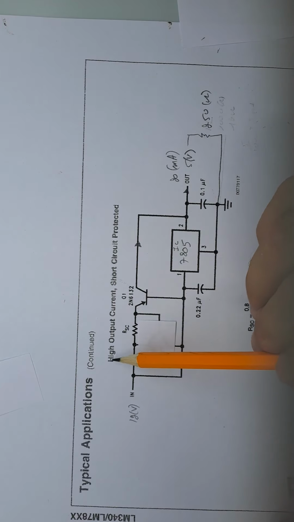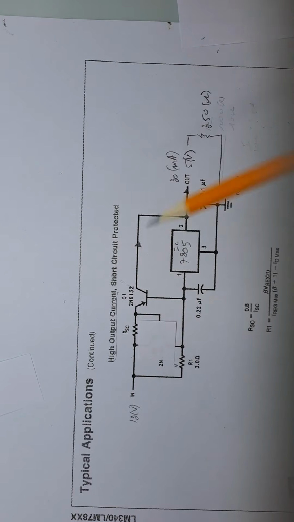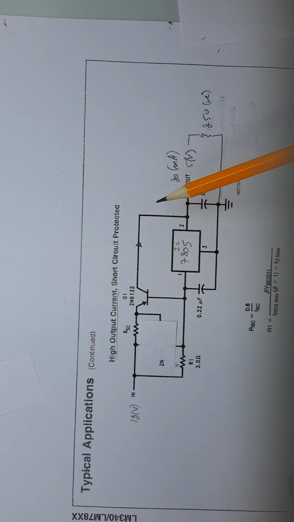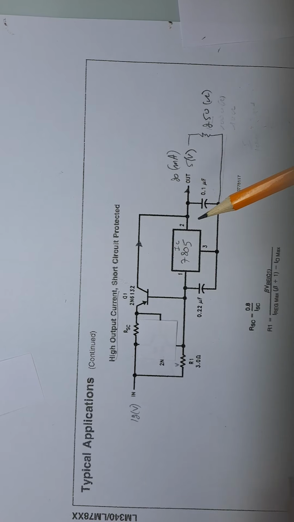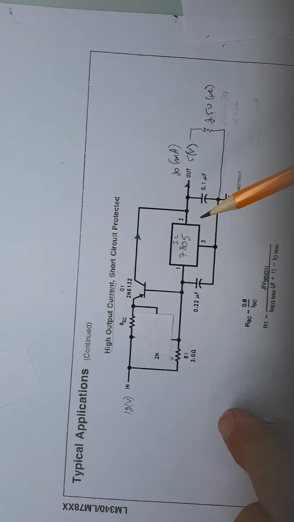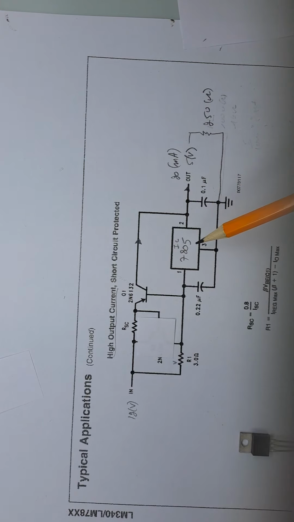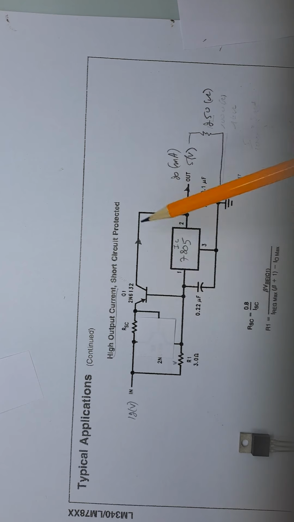So this is the high output current. This transistor is the high output current. If this transistor, this is 790, even 80 is the same, can carry 1 amps of current, so we can deliver more than 1 amp of current.